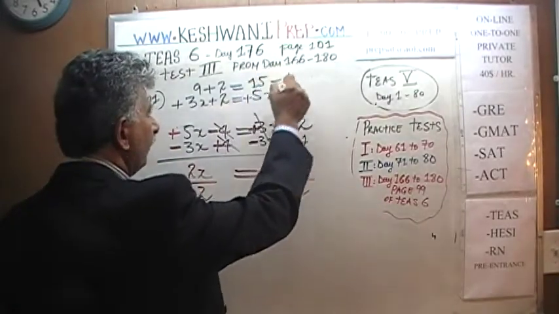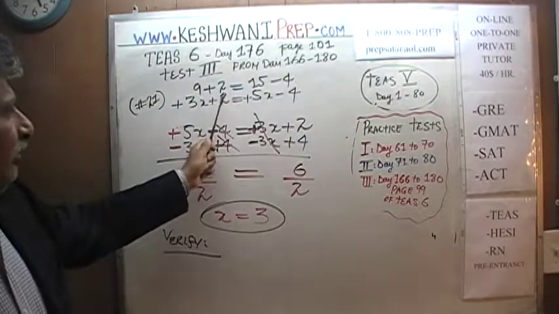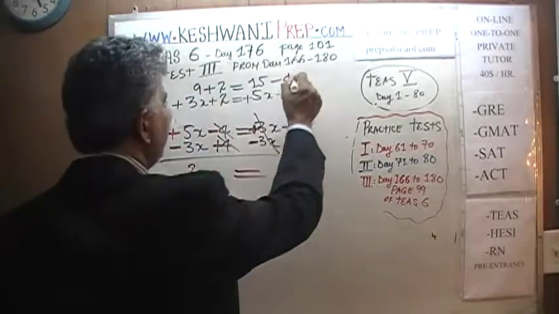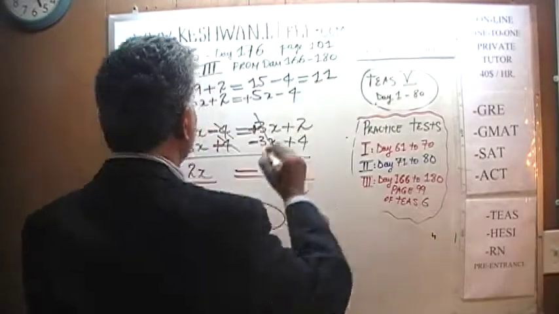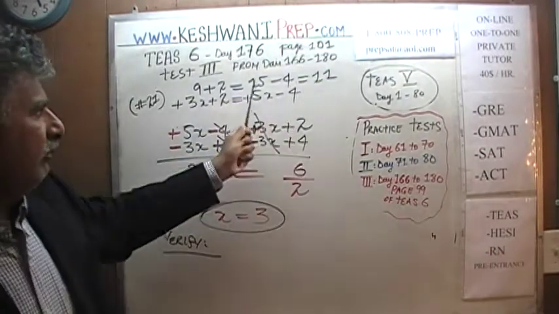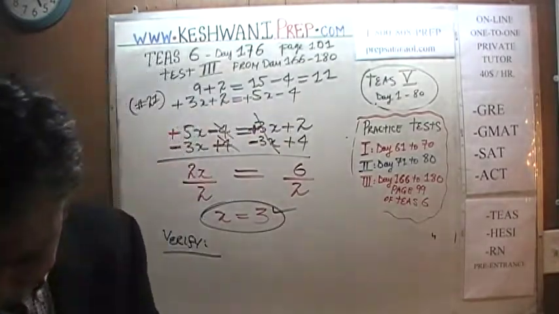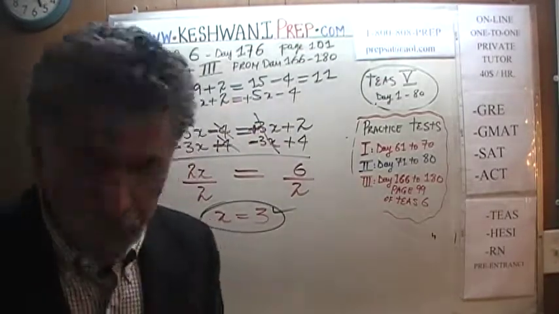15 minus 4. Is 9 plus 2 equal to 15 minus 4? And the answer is yes, of course it is, because both of them equal 11. 9 plus 2 is equal to 11, and 15 minus 4 is equal to 11. That tells us that our answer is correct. Do you understand? Let's do one more, shall we?